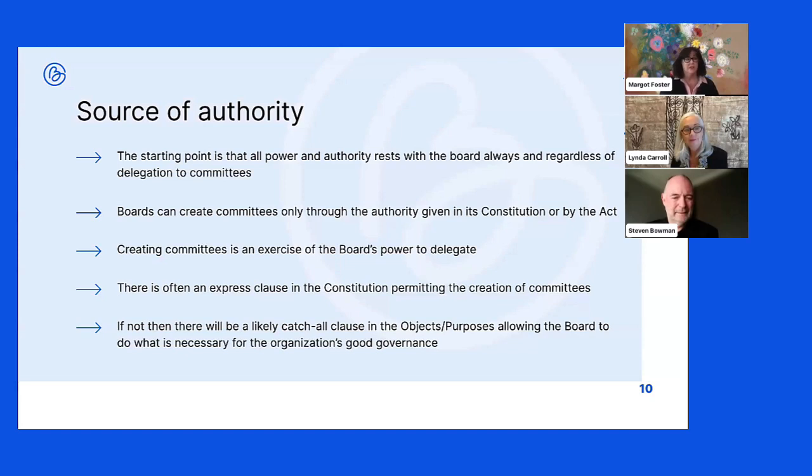So the starting point is that all power and authority rests with the board, always and regardless of a delegation to committees, as we've just said. Boards can create committees through that authority via the Constitution or the relevant act. Creating the committees is an exercise of the board's power to delegate, and there's often an express clause in the Constitution allowing that. But even if there isn't, invariably you can use one of the clauses in the object or purposes clause of your Constitution to give you the power to create committees.